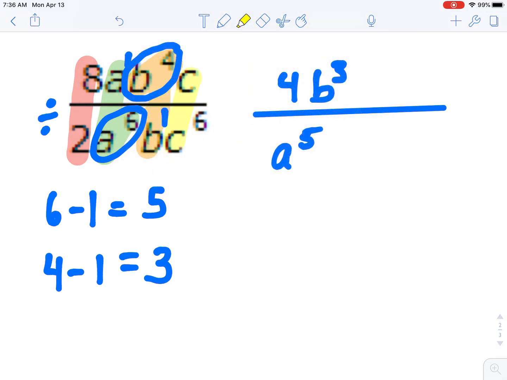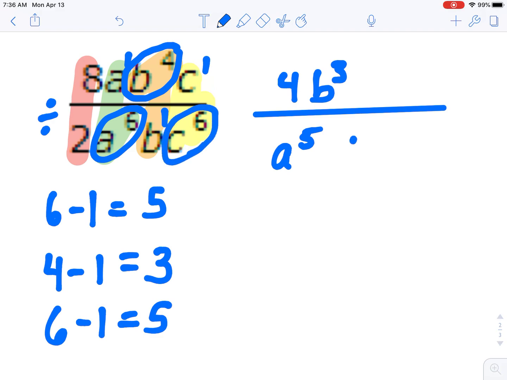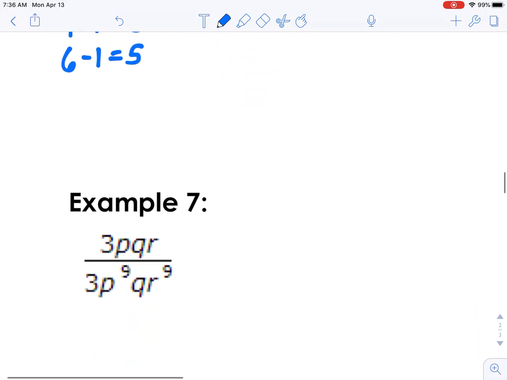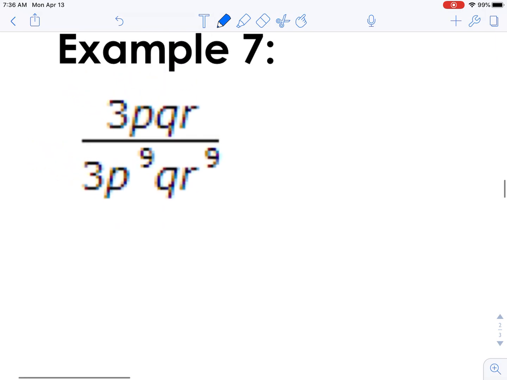And lastly, our c's. Put in your missing exponent. 6 minus 1 is 5. The bigger one is on the bottom, so c to the fifth on the bottom. And you're probably only going to get one or two of these harder problems. Let's try this one also.